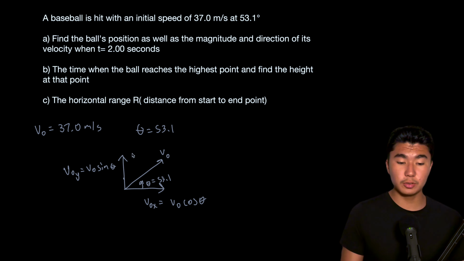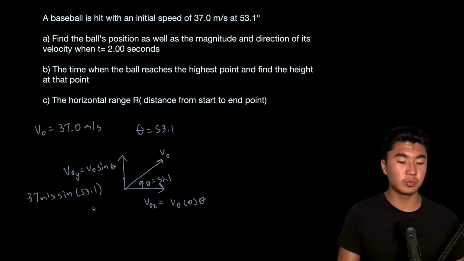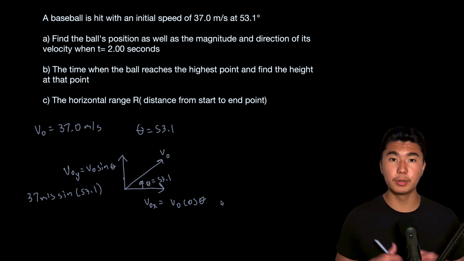From here, all we have to do is plug in our numbers. So this is going to be 37 meters per second, times sine 53.1. And for this one, I just won't put the units. But remember, you do have to put your units when you find your final answer. I'm pretty sure you have to do that according to your professor.